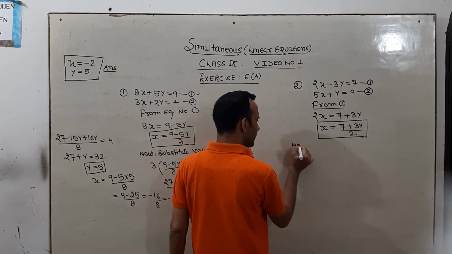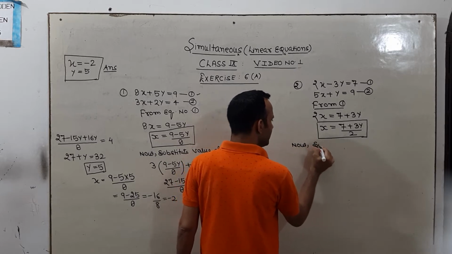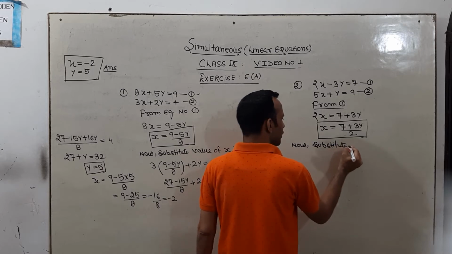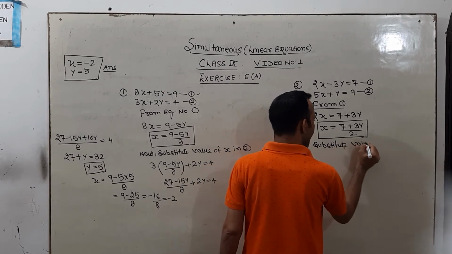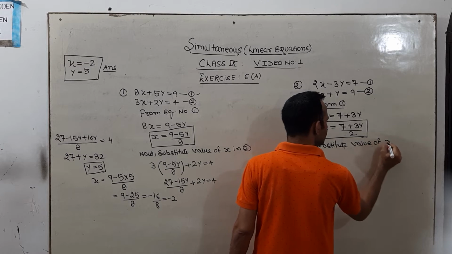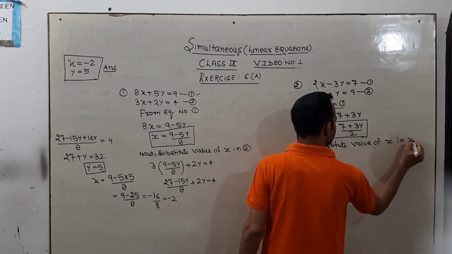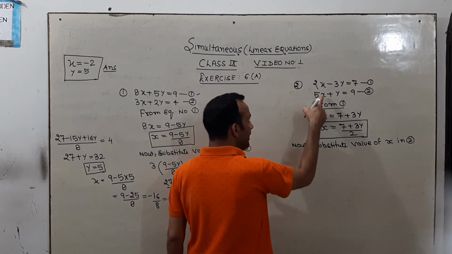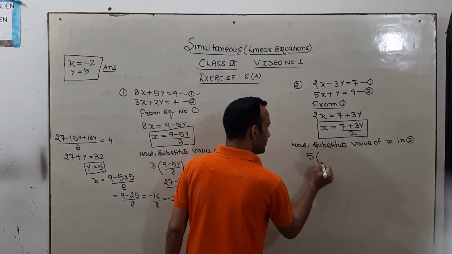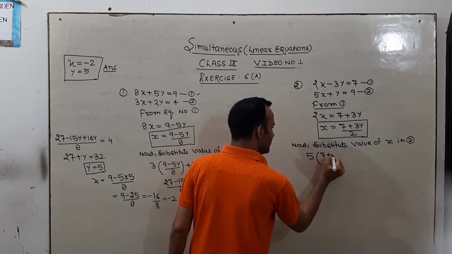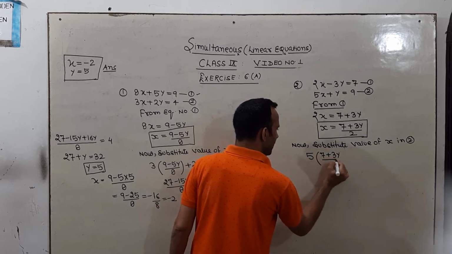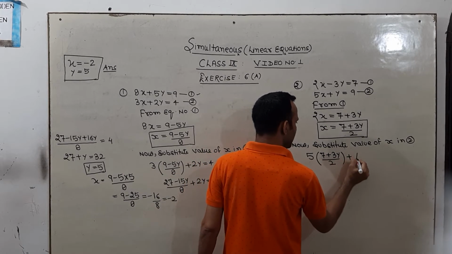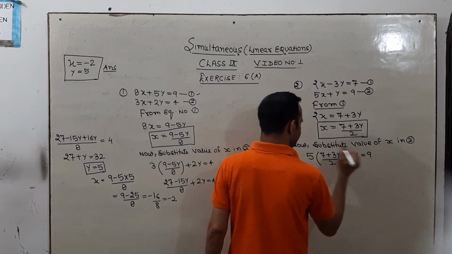Now substitute value of x in second. Now see, second equation is what? 5 times of x. In place of x, substitute this value. 7 plus 3y upon 2 plus y is equal to 9.